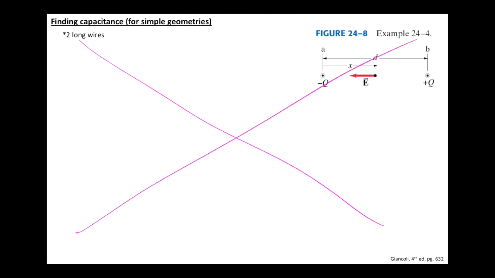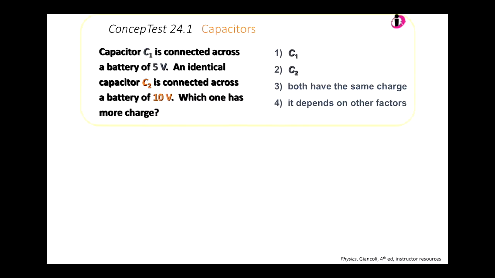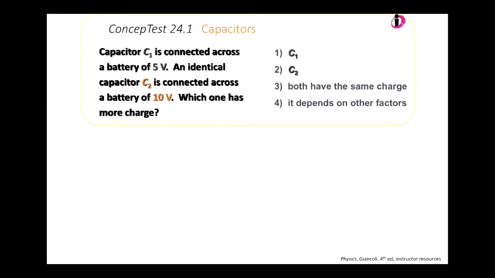Yeah, we're skipping that one, which I think brings us to like 1, 2, 3, 4 questions, and then we're done with this chapter, and we're going to dig deep into chapter 9. So, capacitor C1 is connected across a battery of 5 volts. An identical capacitor C2 is connected across a battery of 10 volts. Which one's going to have more charge?